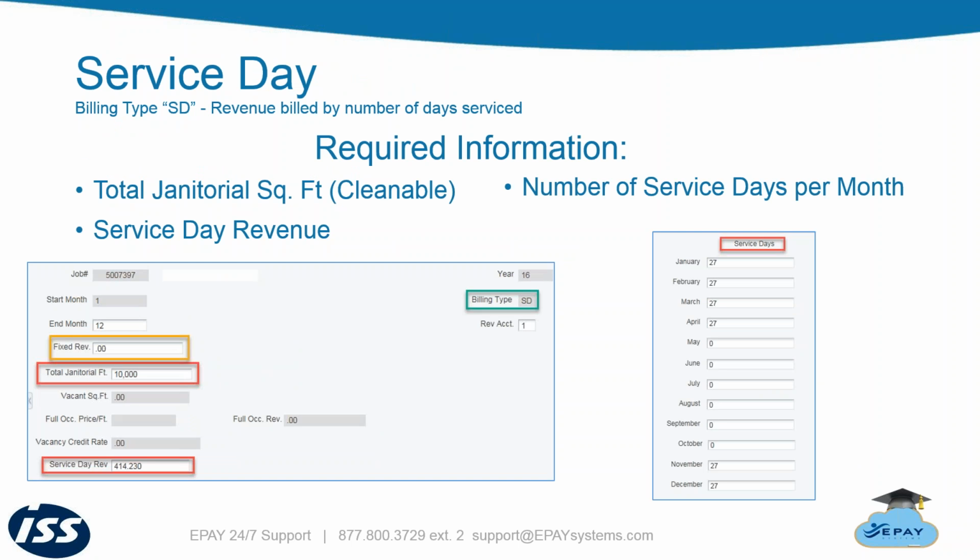Now, if you have a service day job or billing type of SD, this will be revenue billed by the number of service days or days serviced. The required information here will again be the total janitorial square footage, the service day revenue amount, and of course, how many days of each month do you service this building? Of course, if you have additional fixed monthly revenue on top of what you receive for your service days, then we can budget for that as well. That's optional.